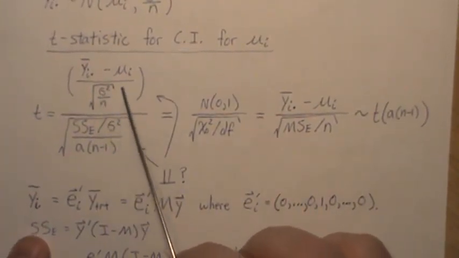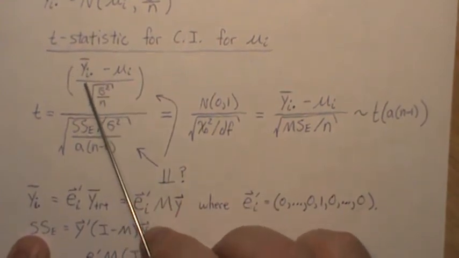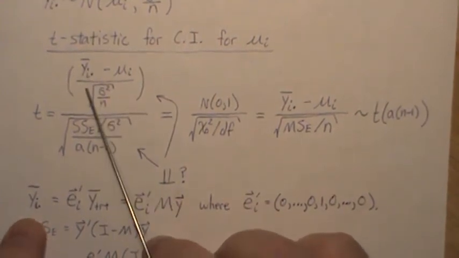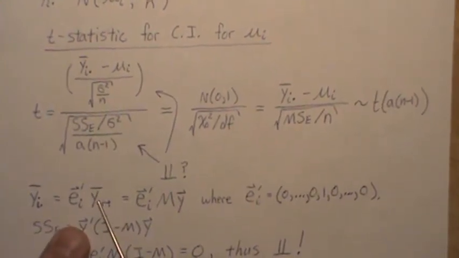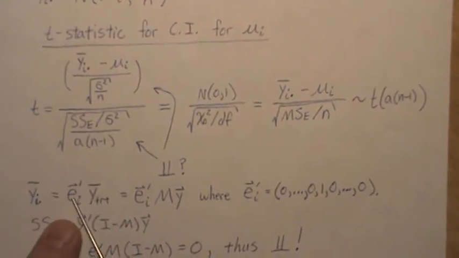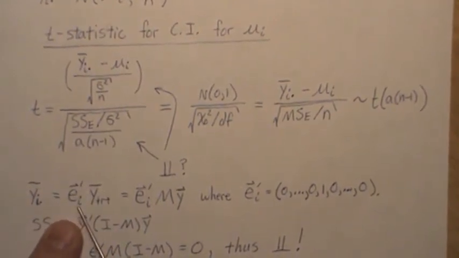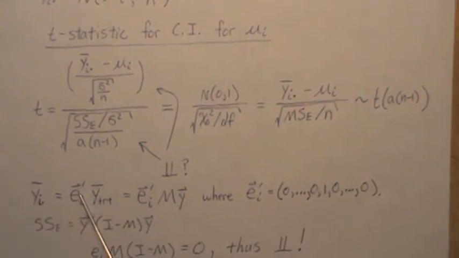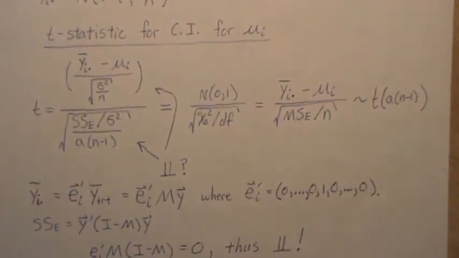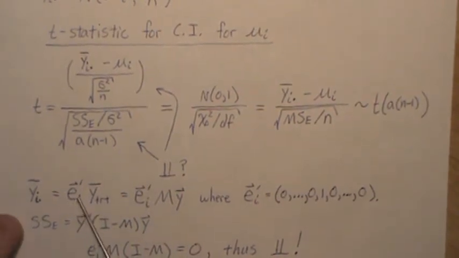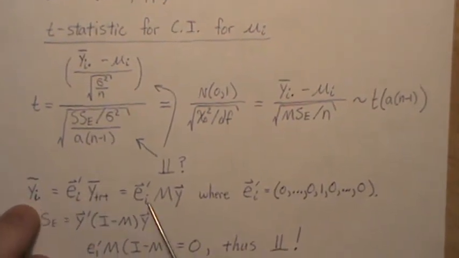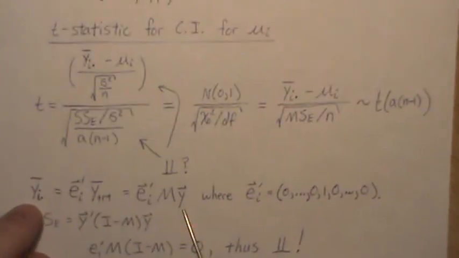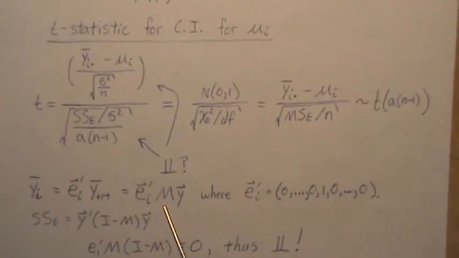Now up here, the only random variable is this y i dot bar. So we can represent that in matrix form like this. So this is the vector of treatment means, and we create an e i vector where it's a 1 in a component and zeros elsewhere. Where the 1 is, when you do this multiplication, it picks off the right mean, and then the treatment mean is My, where M is the perpendicular projection matrix on the column space of X.